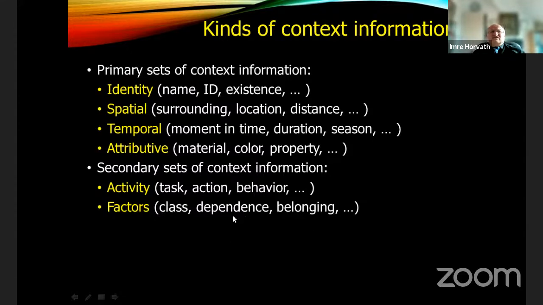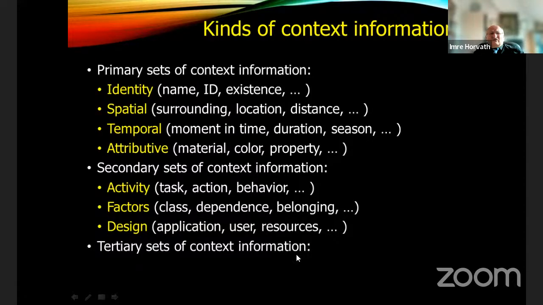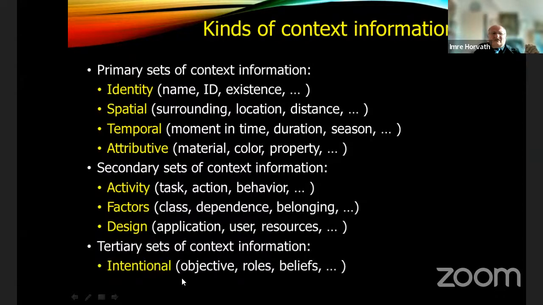But obviously the information about this sort of thing should be detected and belong also here: the design, the application, the user, and the resources and so on. And there was a third set of context information defined by us, which is called the intentional category: the objective of the whole, the roles, the beliefs, for instance, who obeys whom. For instance, just consider the fire: if the firefighter says something, or people in a similar role carry something.